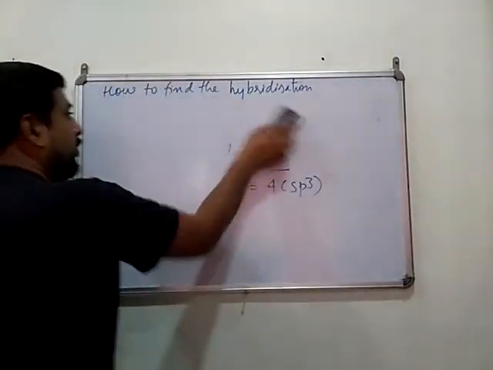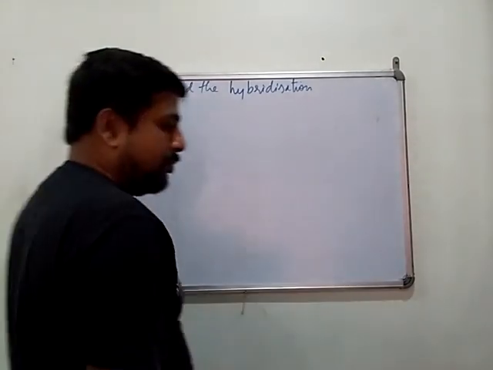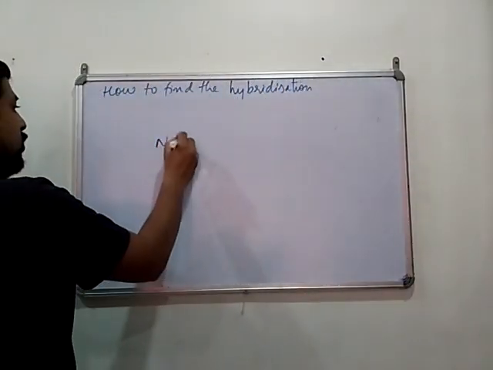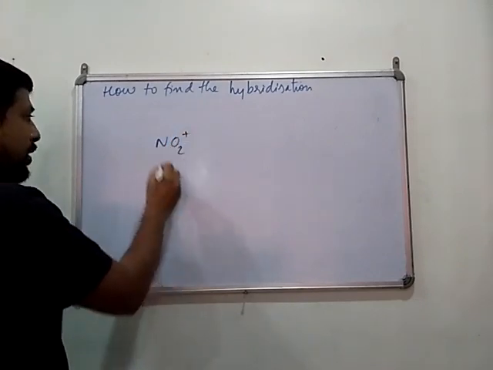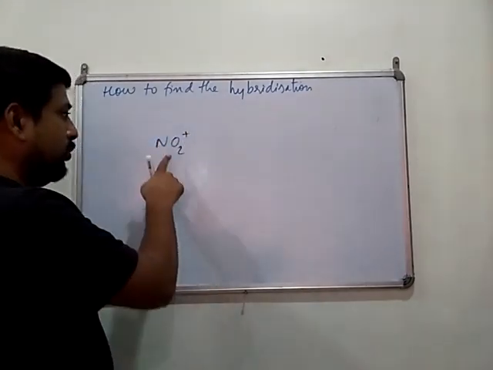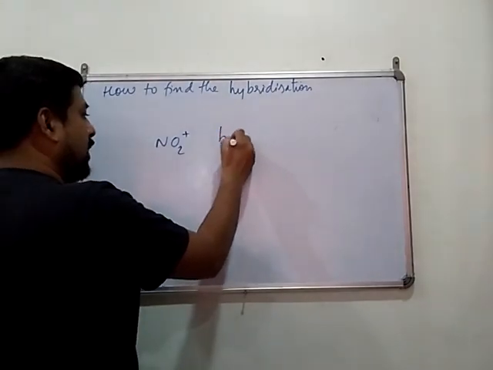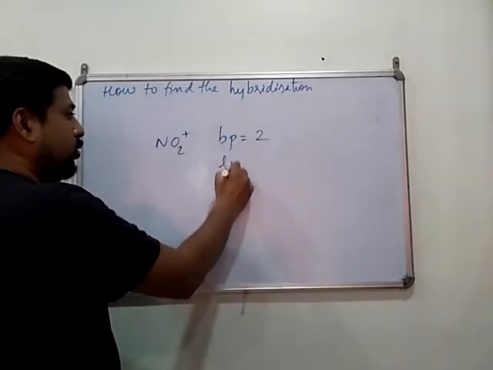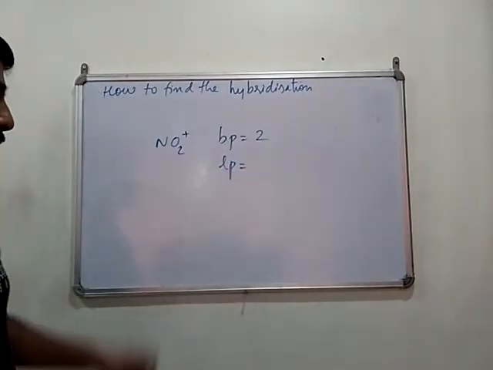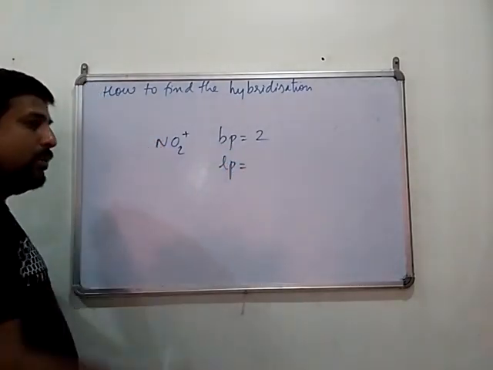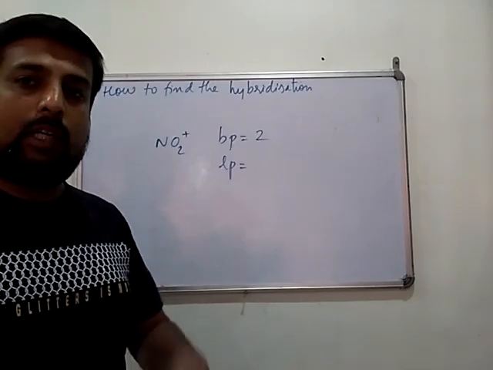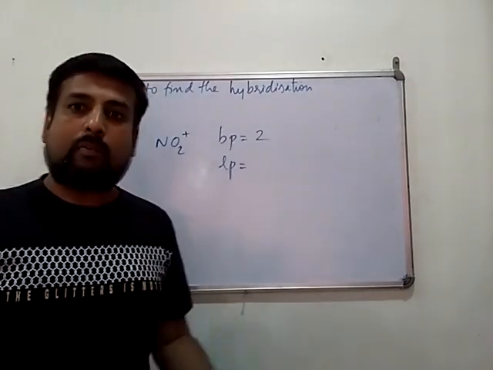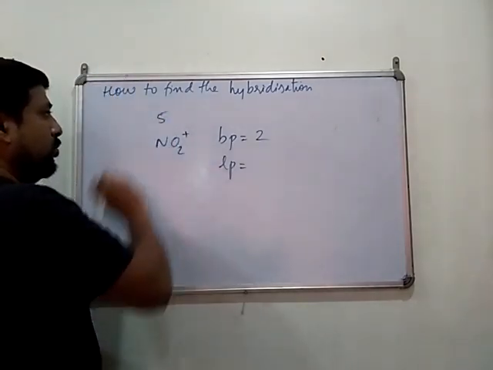Now we can go for some examples of cations. In the case of cations like NO2 plus, we have to find the hybridization of the nitrogen atom. So again, the number of atoms connected with the central atom are known as sigma bonds or bond pairs, which are 2. Now, how many lone pairs are present? Nitrogen belongs to the 15th group of the periodic table, and its electronic configuration is 2, 5, so it will have 5 electrons in the outermost shell.